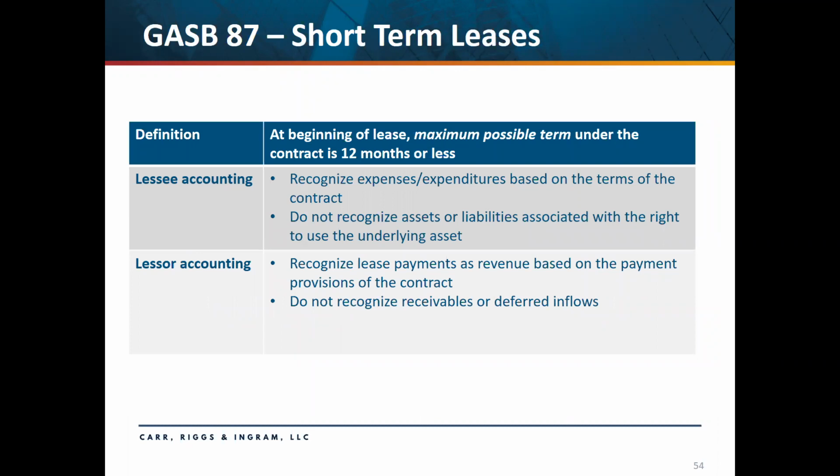So short-term leases. At the beginning of the lease, the maximum possible term under the contract is 12 months or less. For the lessee, you will recognize expenditures based on the terms of the contract. Do not recognize assets or liabilities associated with the right to use the underlying asset. For the lessor, recognize lease payments as revenue based on the payment provisions of the contract. So basically if it's not over 12 months, it's not considered in GASB 87 and you're expensing it at that point. And with that, I'm going to go ahead and hand it to Rob for another polling question.